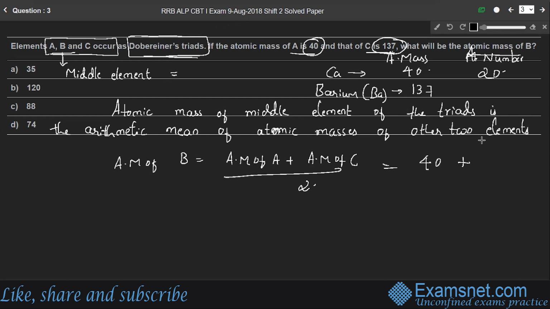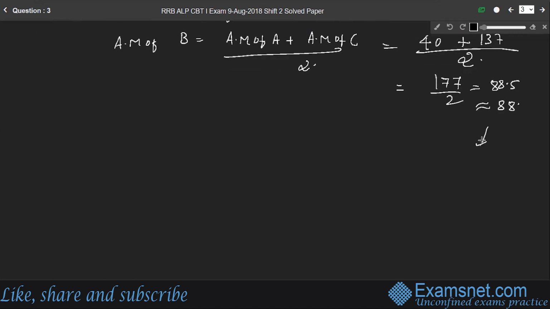Whose atomic number is, barium's atomic number is 58. Am I right? There, it is 56. It's not 58. It is 56, the atomic number of barium, right? Therefore, the sum of the atomic masses, 40 plus 137, divided by 2 gives the arithmetic mean of them. So, which is equal to 177 by 2. So, you'll get 88.5, which is approximately equal to 88, which is the atomic mass of strontium.